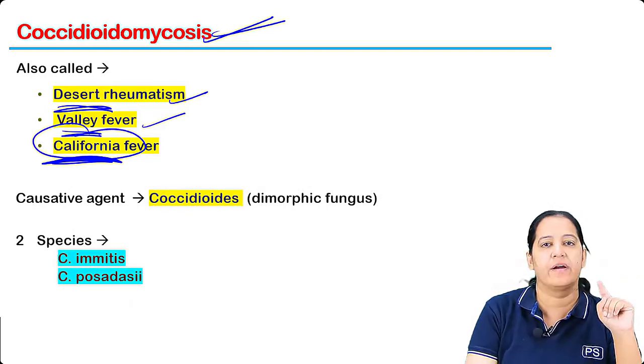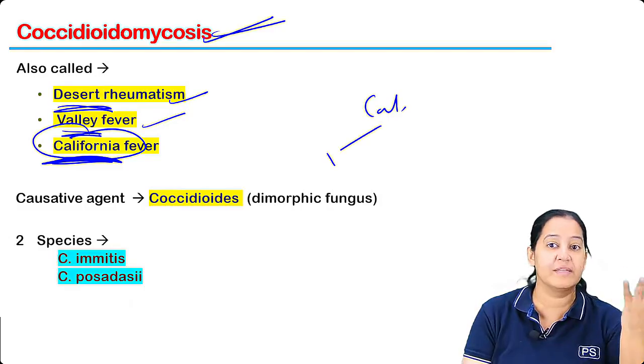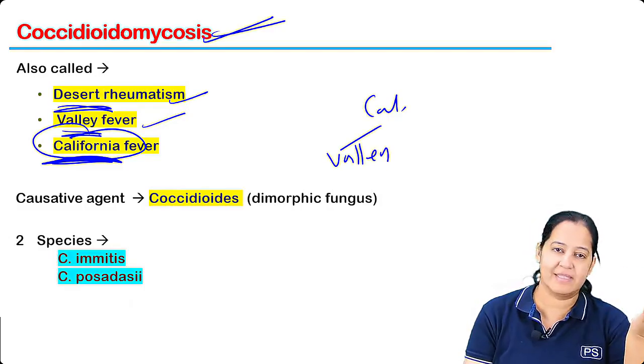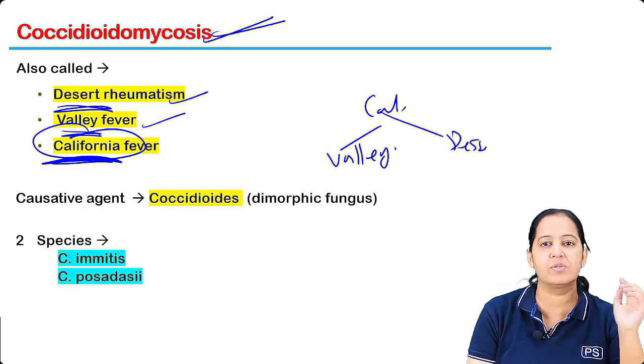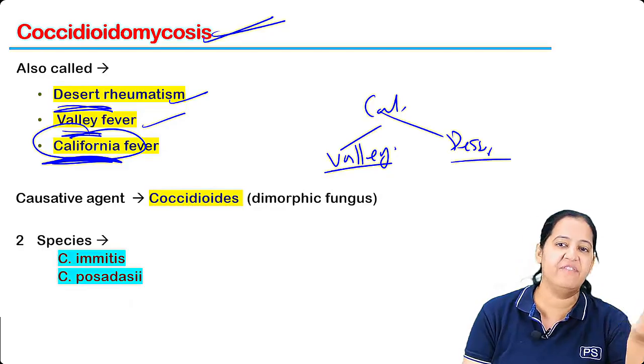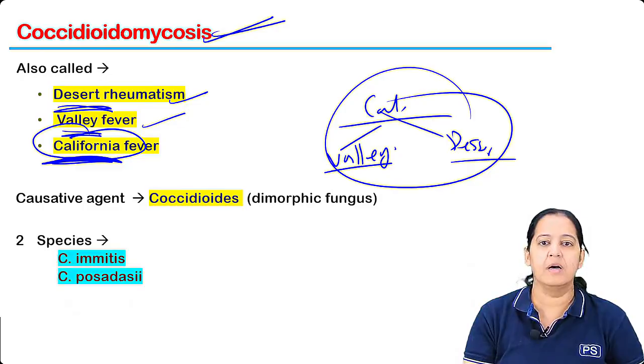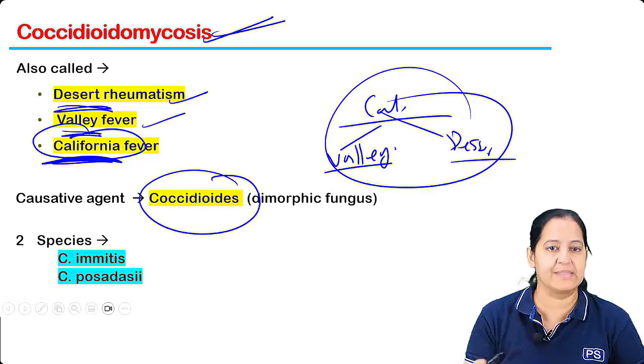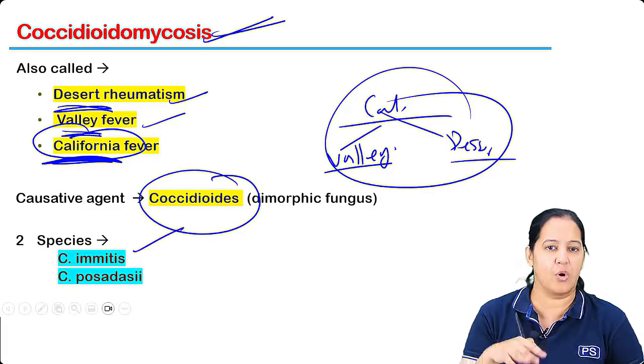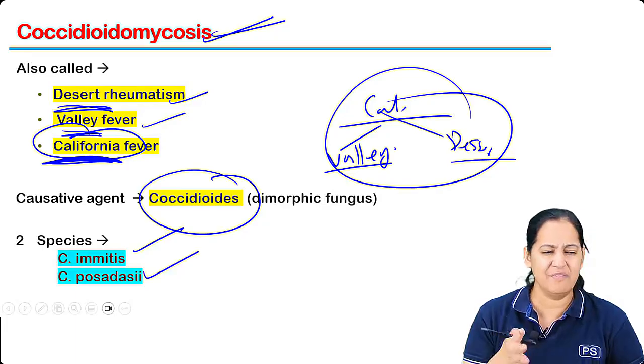Learn California. California is a state of valleys. So that's why it has valley. It is having many deserts also. So valley fever, desert rheumatism, California fever, one and the same thing. Learn the other names. The causative agent is Coccidioides immitis or Coccidioides posadasii. They will not ask the causative agent.